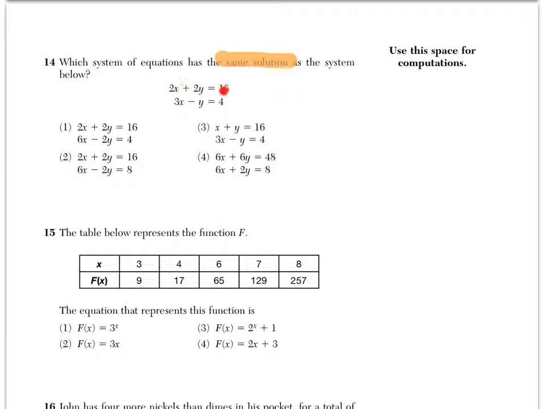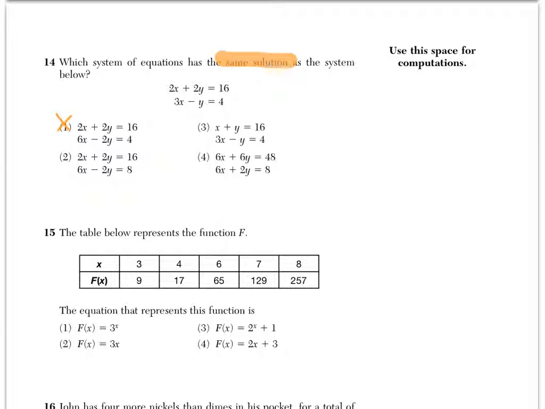All right, let's start with this first equation. 2x plus 2y is equal to 16. Looks great in number 1 because it's identical. So we just need to make sure that the 3x minus y equals 4 is the same as 6x minus 2y is equal to 4. 3x times 2 is 6x, great. Again, we're multiplying the negative 1 by 2 and we get negative 2. So it looks like our multiplier is 2. Only problem is 4 times 2 is not 4, so answer choice 1 is out.